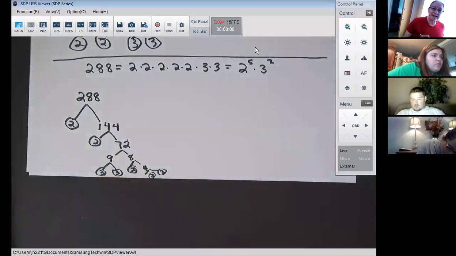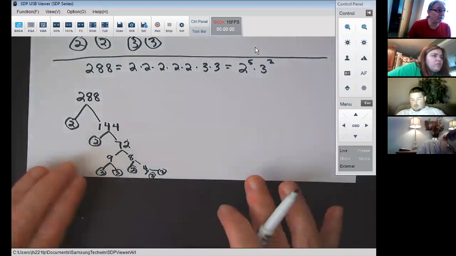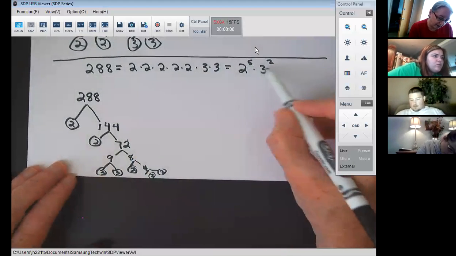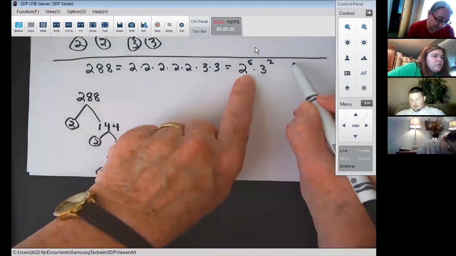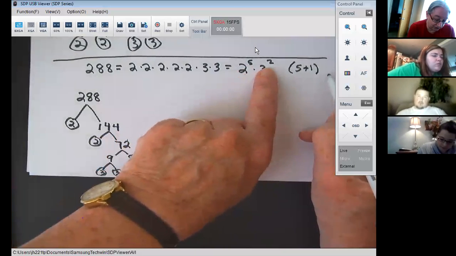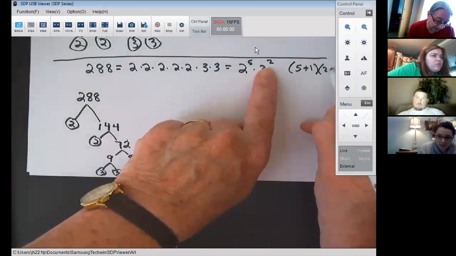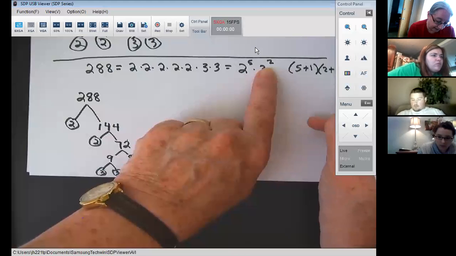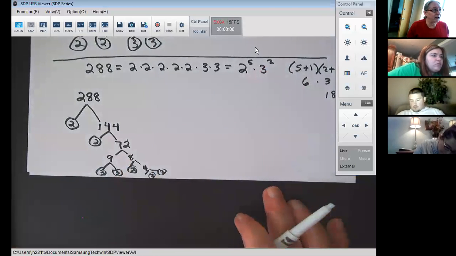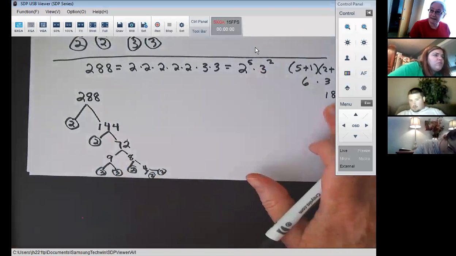All right, so if I needed to come up with a list of all of the factors, not the prime factors, but all of the factors of 288, then I could come over here and say, well, the exponent on the 2 here is 5, so I need to add 1 to that. And then the exponent on the 3 is 2, so I'm going to add 1 to that. And so this gives me 6 times 3. So if I wanted to make a list of all the factors of 288, there'd be 18 of them.